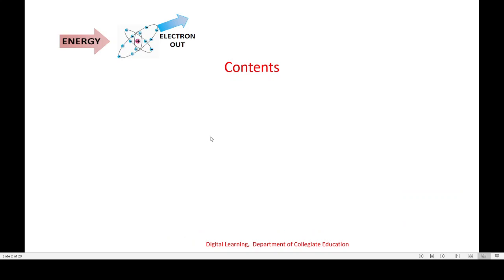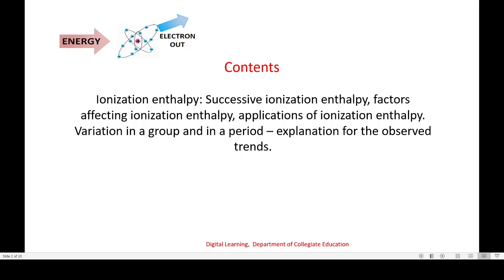Under this chapter, we'll be learning the ionization enthalpy, successive ionization enthalpy, the factors affecting ionization enthalpy, application of ionization enthalpy and its variation in a group and in a period, and the explanation for the observed trends.